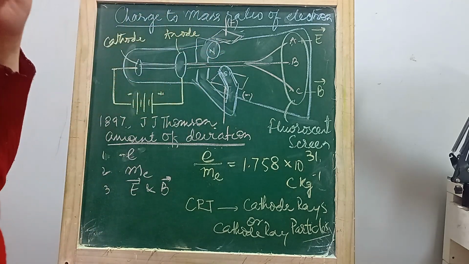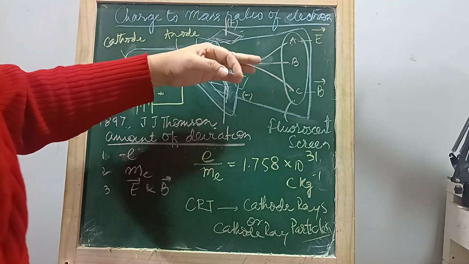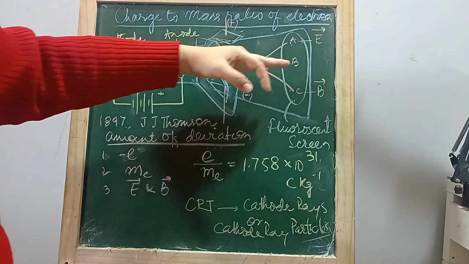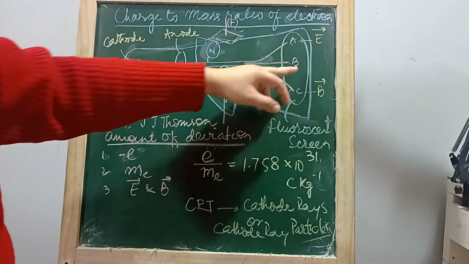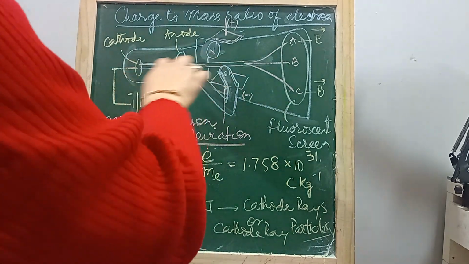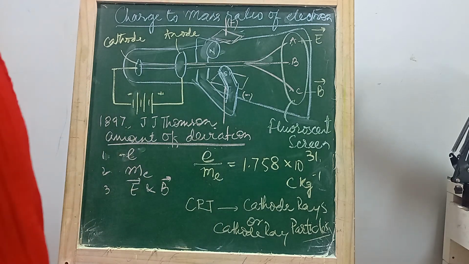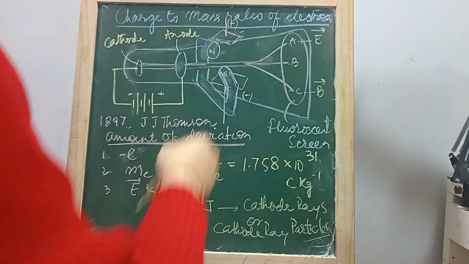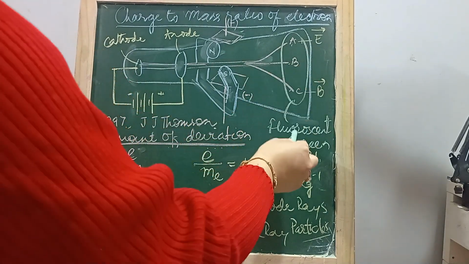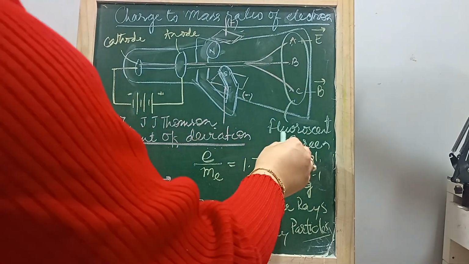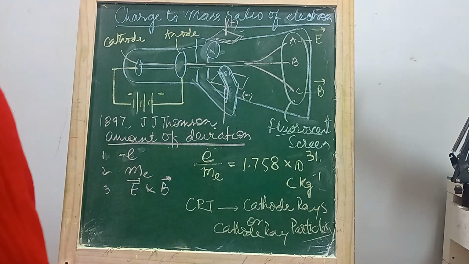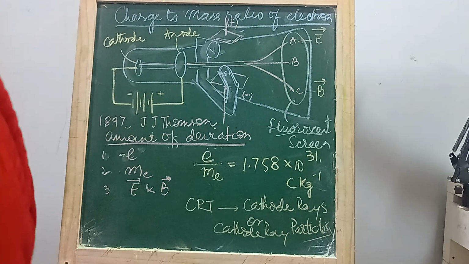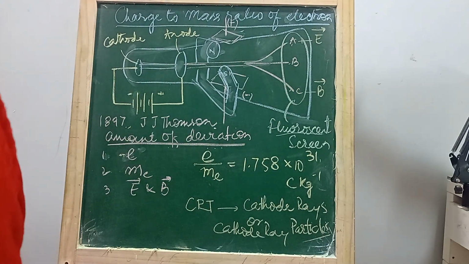What he studied is how much the electrons, or the cathode ray particles, deviate from their straight path. B is the straight path. Although electrons are not visible, in order to know that they are traveling through this cathode ray discharge tube, he put a fluorescent screen. The specialty of this screen is that whenever electrons strike it, it glows.